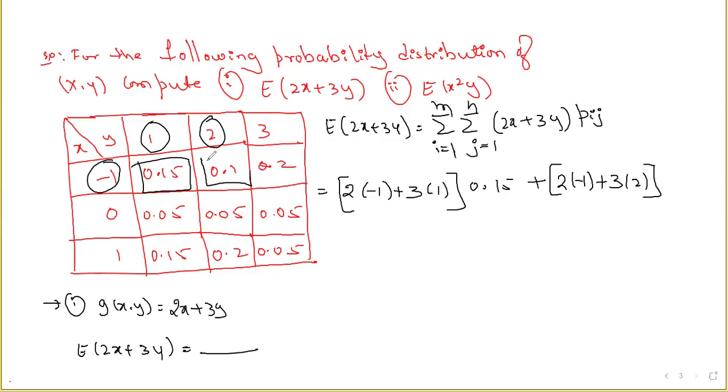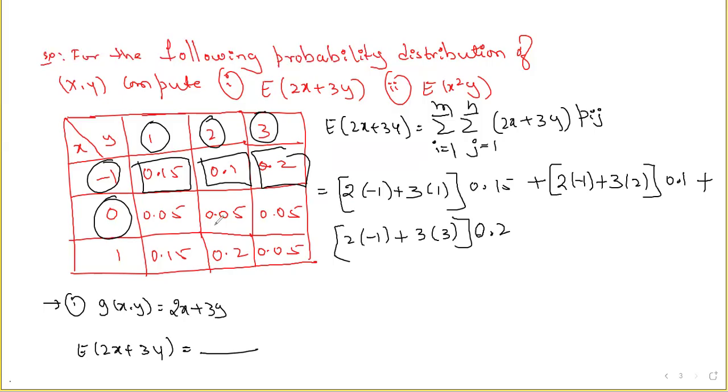So its probability is 0.1, plus 2 into -1 plus 3 into 3, right? So here the y value is 3. Its probability is 0.2, right? So here x equal to -1 is completed for various values of y.